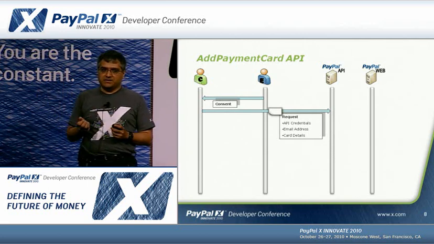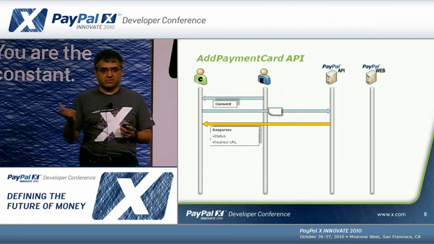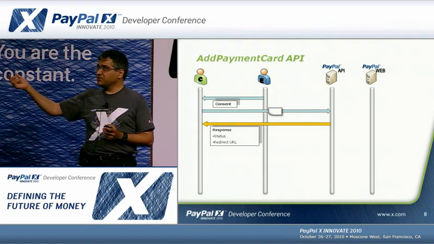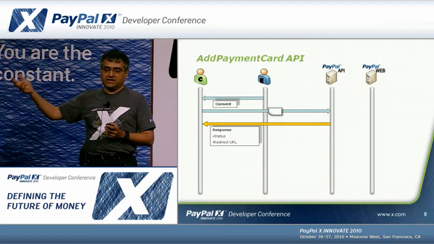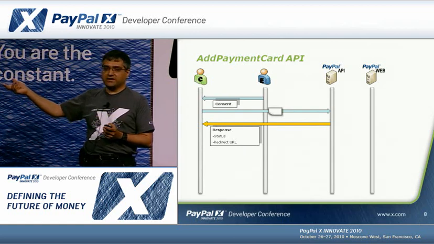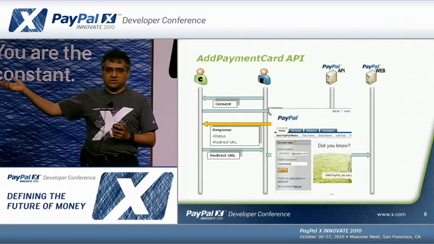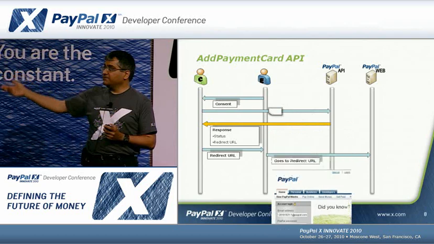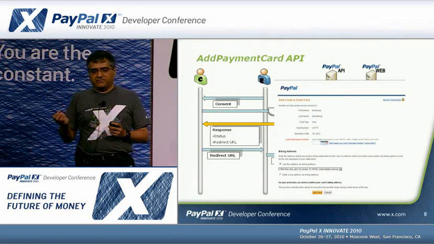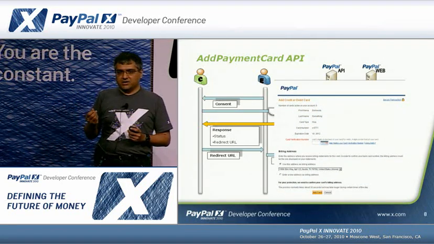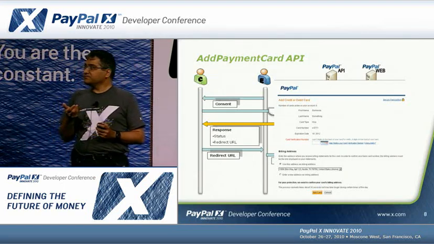So you send us the card details. Same sort of response. You get a response, a status, which is whether the call worked or whether it failed. If it worked, you get a redirect URL back. Same situation. We ask the end user to log in. We want them to confirm that the card actually belongs to them, that they physically own the card.